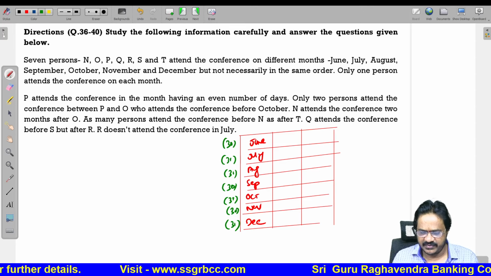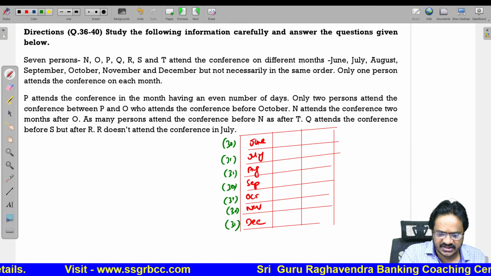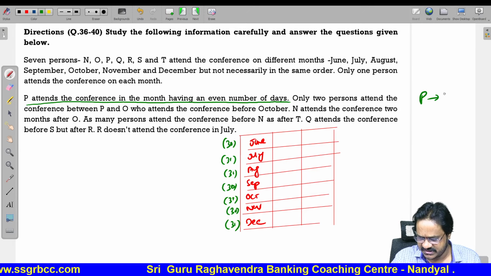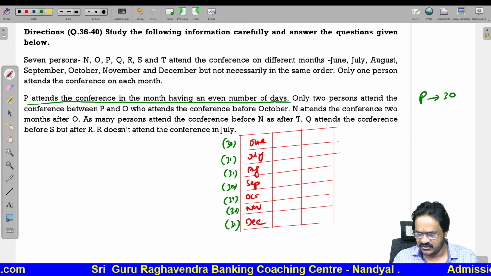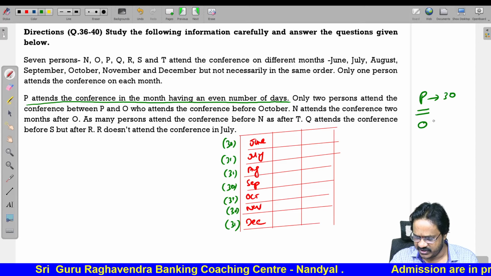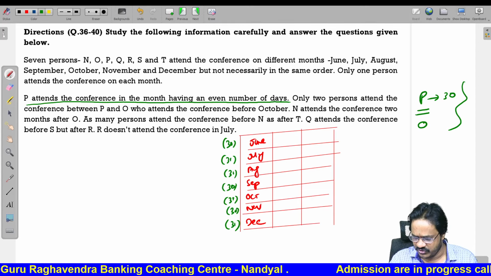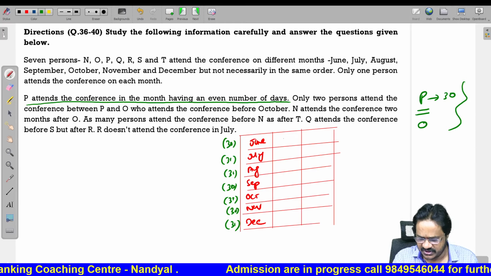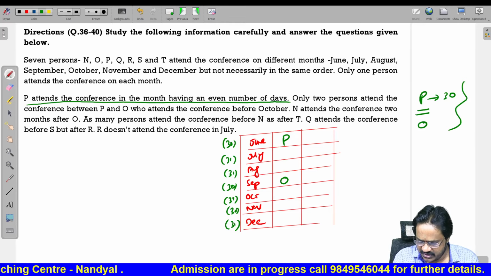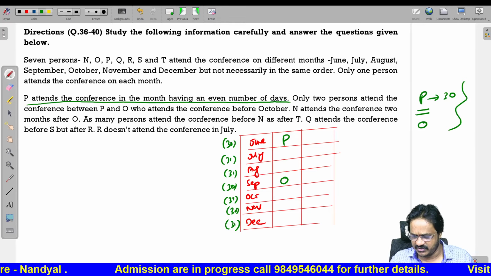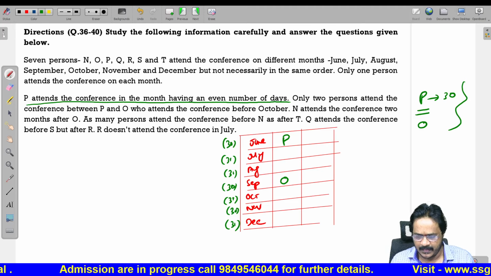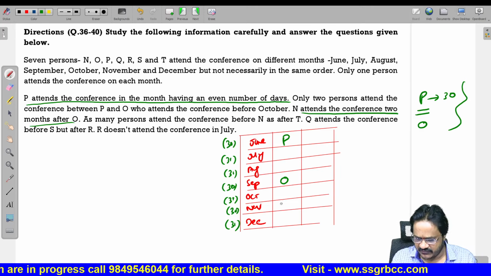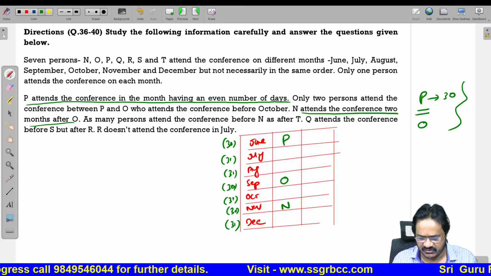Now P attends the conference in a month having an even number of days, that is 30 days. 2 persons are there between P and O, and both P and O are before October. Before October means we can take September. There is only one possibility. Then N attends the conference 2 months after O. So N is coming in November.